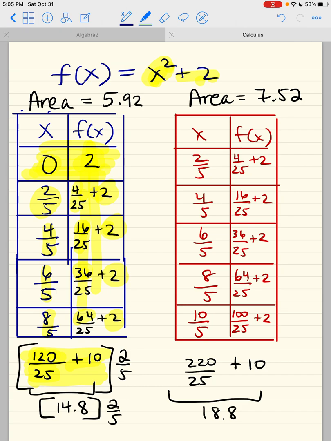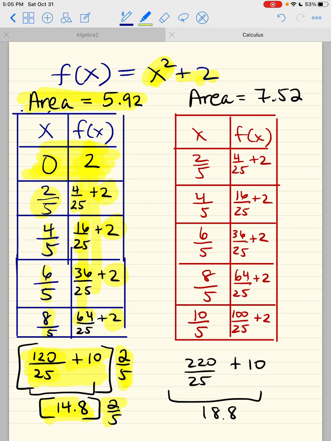Remember, you have to multiply each one of these by the width, which is 2/5. So this is 14.8 times 2/5, and your approximation is 5.92. So the left-handed approximation is 5.92. Left-handed means that you're going to use the left points.